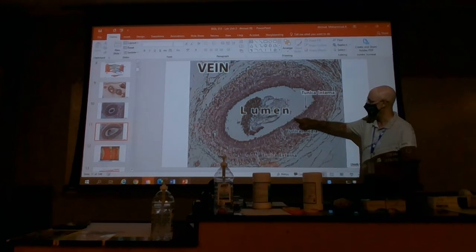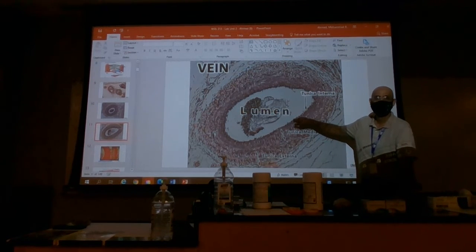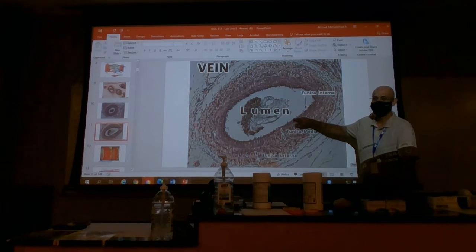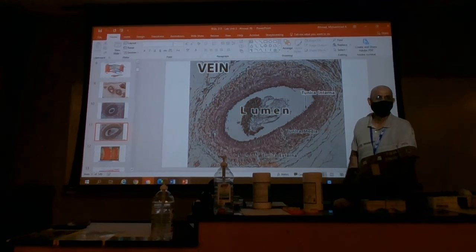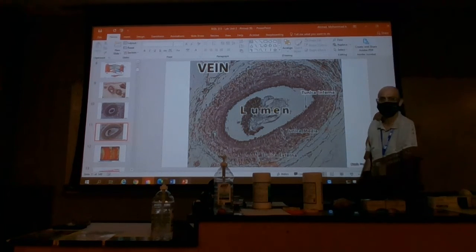So again, on the exam, what is this innermost layer called? Full layer, tunica interna. And what is it made up of, guys? It's made up of endothelium, or the simple squamous epithelium. What is this middle layer called? It is the tunica media. It's mainly made up of what? Smooth muscle, and this outermost layer is made up of collagen fibers.